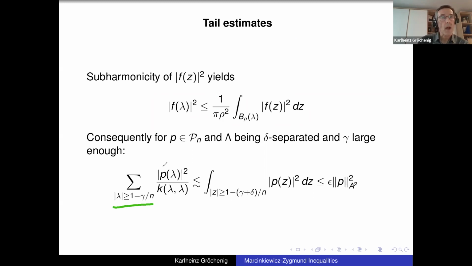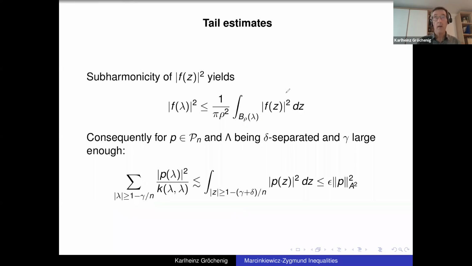So we take the sampled values of a polynomial of degree n outside the bulk region. We normalize with the extrinsic reproducing kernel. We take the sum. So you take Euclidean disks of radius rho at the sampling points. Then the union of all these disks is certainly contained in the annulus outside, well, gamma plus delta over n. And now you can choose the n in such a way that the energy outside the bulk region is less than epsilon times the total energy. So you need tail estimates.